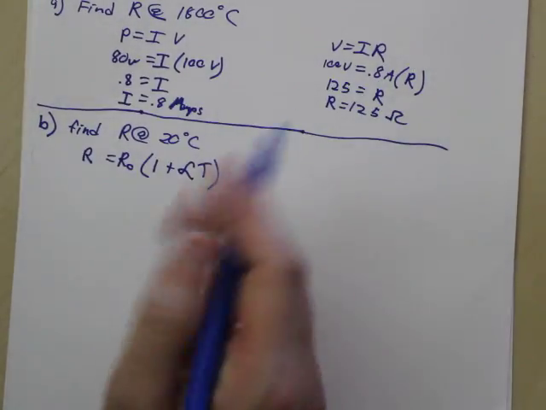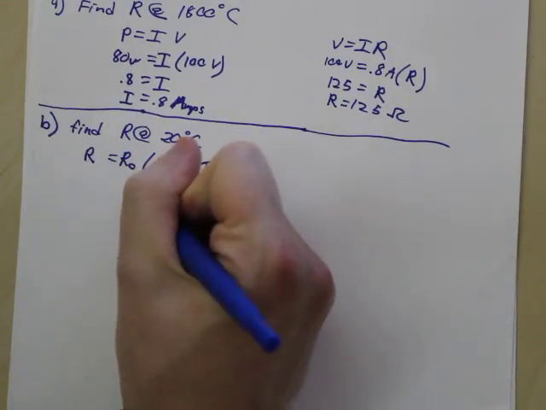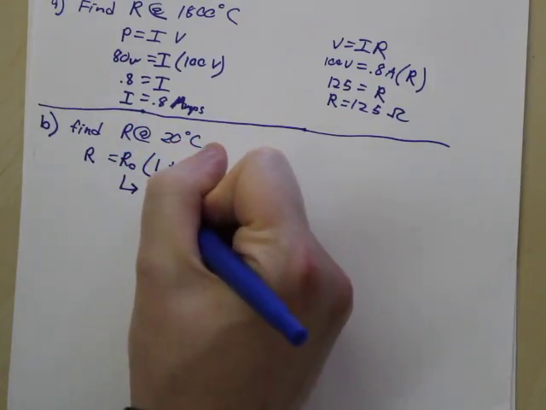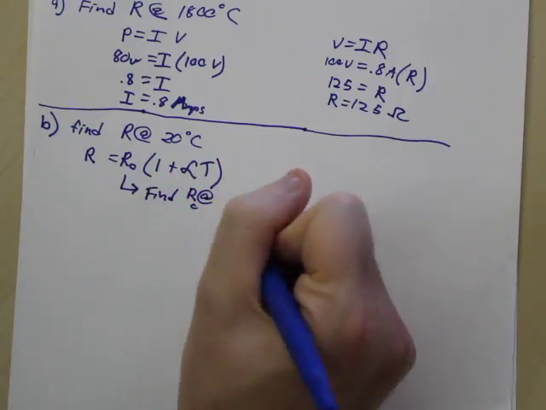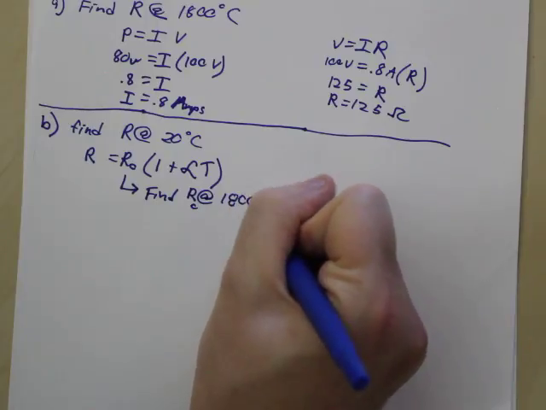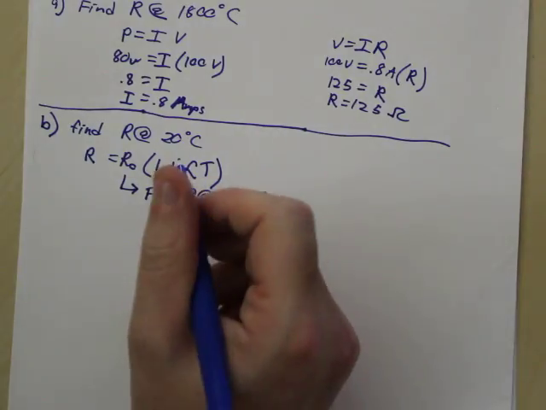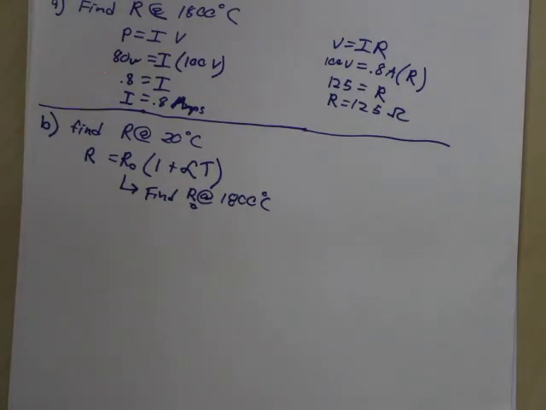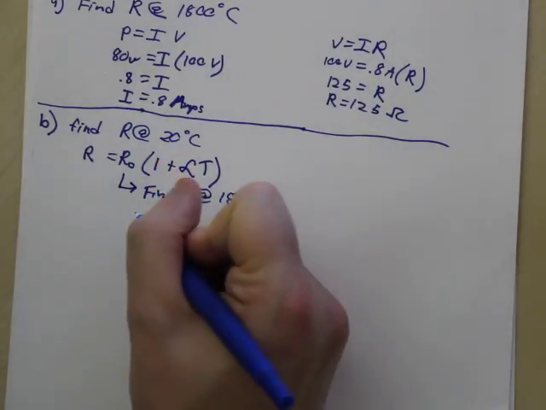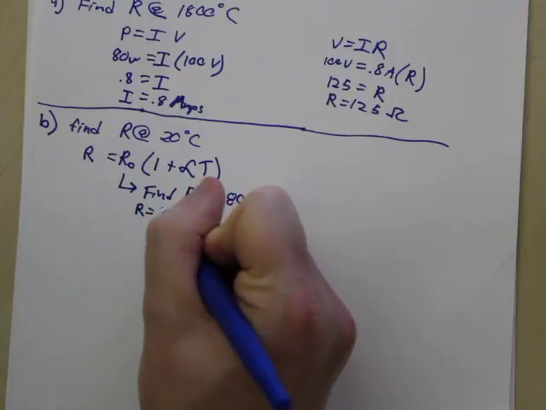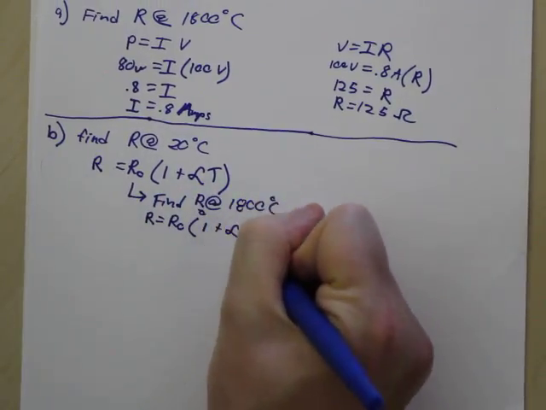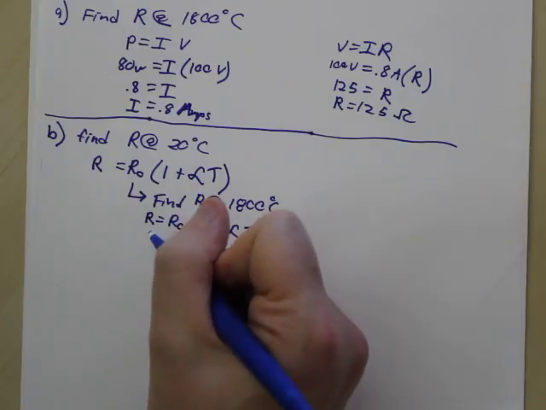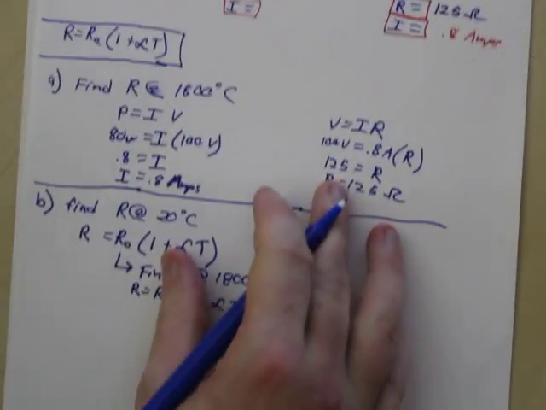So we're actually going to solve, first one, we're going to find, as a subpart of this, R0 at 1,800 degrees Celsius. So for R0, that should be easier to be able to be done. So for this one, we're going to have R equals R0 of 1 plus alpha t, and then we're going to plug and chug. So our resistance, remember we have 125 as our resistance that we saw before.